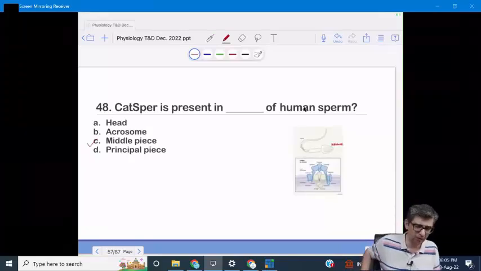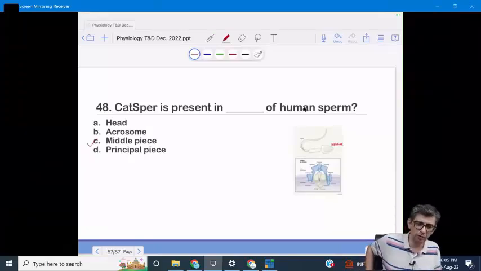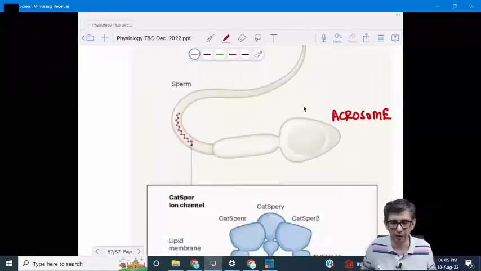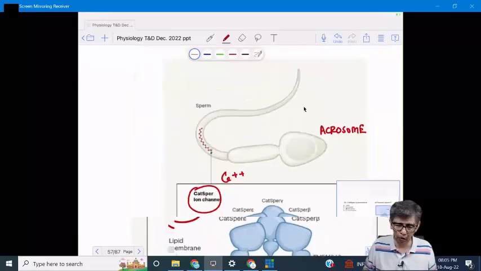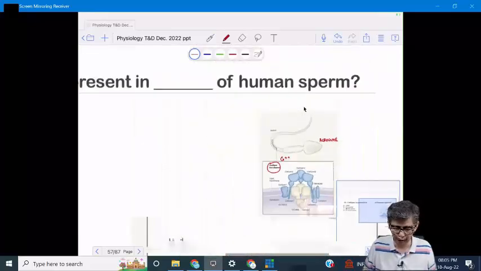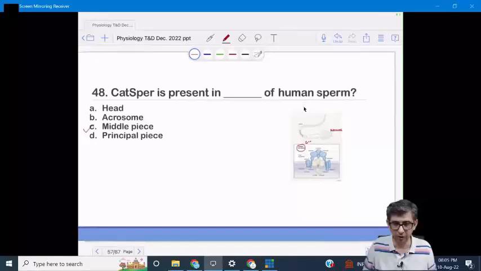Bit of a cramming fact. I mean, with respect to the sperm, we have a middle piece and then we have a tail of the sperm. So CatSper ion channel would be a calcium channel, which will help in motility with respect to the middle piece of the sperm. Answer to 48 is option number C.